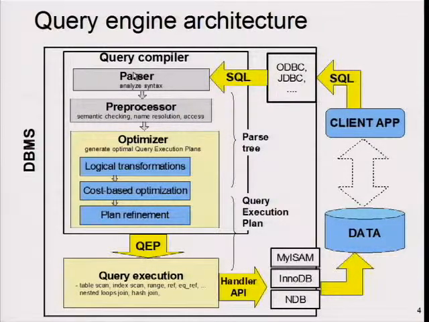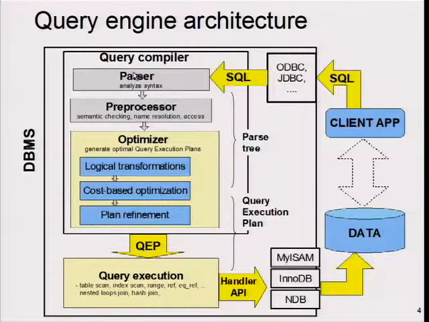The next phase is the preprocessor, and it does semantic checking, name resolution, and access rights checks. And this is basically where we check whether the query is semantically correct according to the SQL standard. I will not be talking anymore about these two components. Next, the parse tree gets into the optimizer, and it does some logical transformations. It does some cost-based optimization. And finally, some plan refinement. I call this plan refinement because we do not generate P code. So normally it would be called plan generation, but I use this more general term.